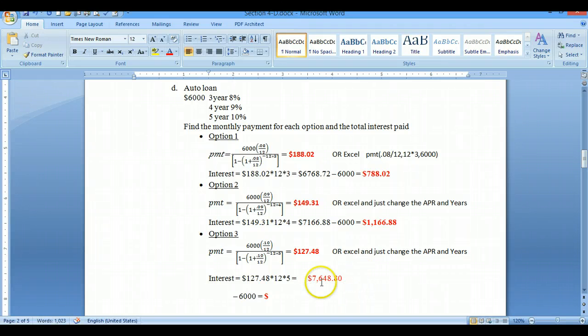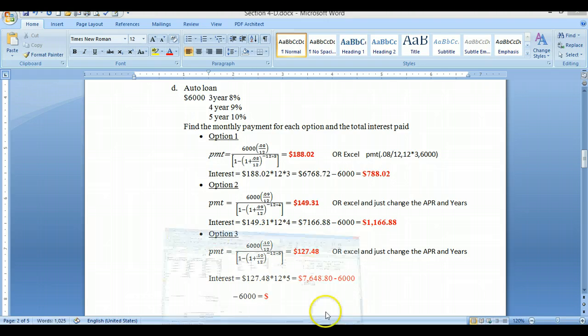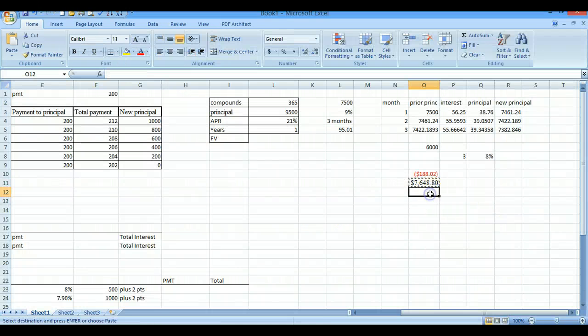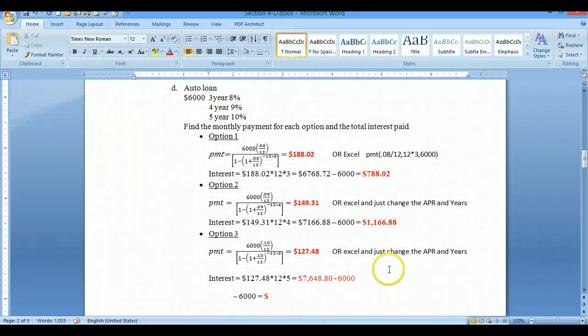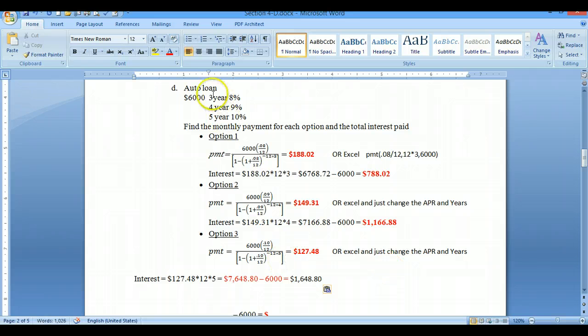in total, but I want to know how much I pay in just interest. So I need to subtract $6,000. So come back into Excel and equals this cell, subtract $6,000 gives me 1,600. So I'm going to copy this in, equals Control V. Oh, need to bring that over, just lined up for my sake.